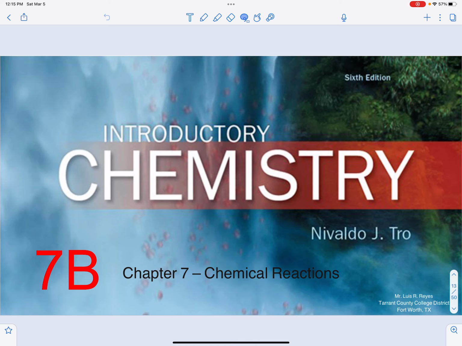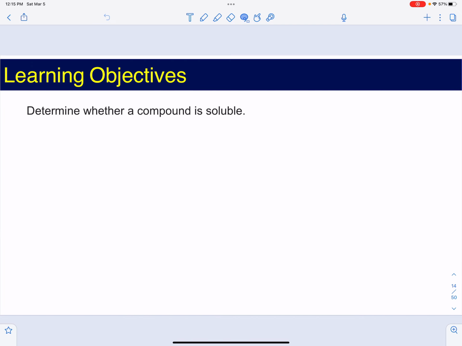By the way, chapter 14, if I remember right, is going to be all about solubility. This is just a very brief introduction into it, just related to chemical reactions. So what we're going to learn is how to determine if a compound is soluble or not. And since this planet is about 70% water and your body is about 70% water, we're going to assume that most of the time we are dissolving in water.